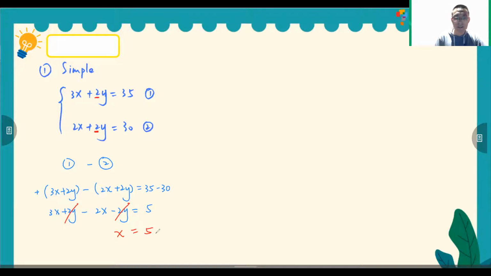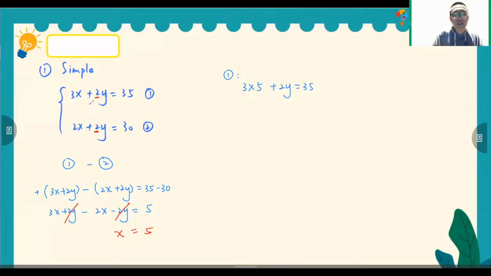What we do next is we plug the result for x back into either one of these two equations. Say if I plug x equals 5 back into the first equation, then x equals 5 will be 3 times 5, and then plus 2y equals 35. See what I mean?